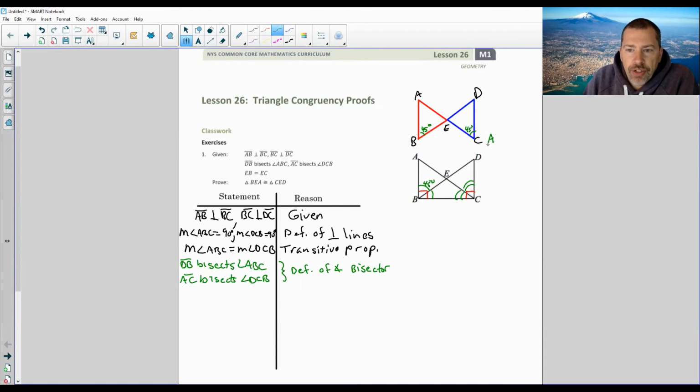So we have an angle so far, so now we know it's not going to be side, side, side. And now I can state, I've already put it in here, so now I need to say it in my proof. The measure of angle ABE equals 45 degrees. Comma, the measure of angle DCE equals 45 degrees. And the reason for that, same for both, definition of angle bisector.